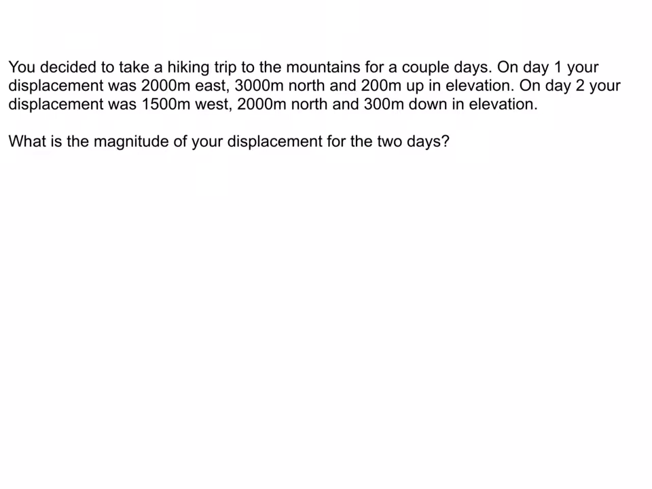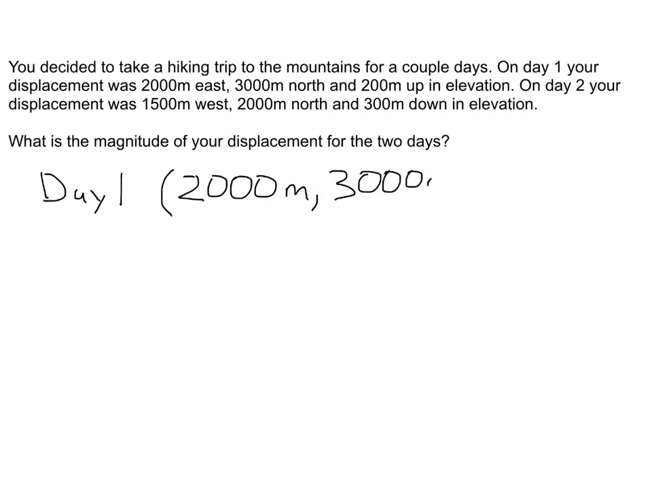So the first thing we want to do is we've got 2 vectors. The first vector is on day 1. We've got 2,000 meters, that's east, so that's to the right. 3,000 meters north, so that's up. And 200 meters up in elevation.